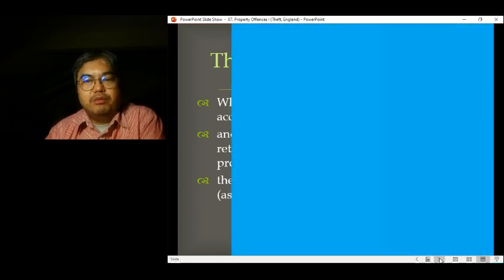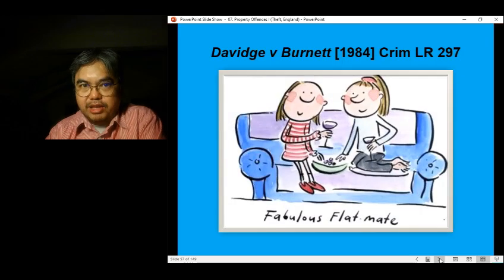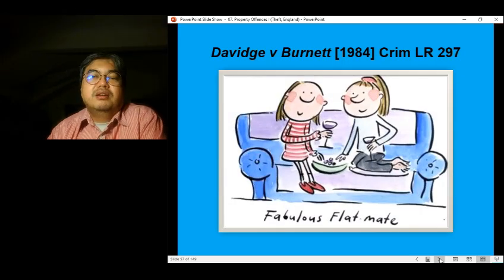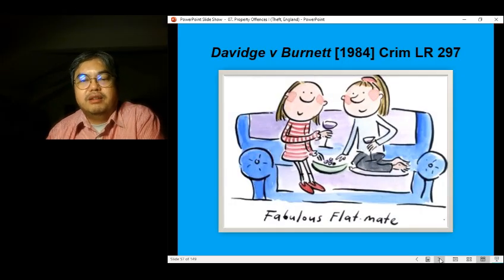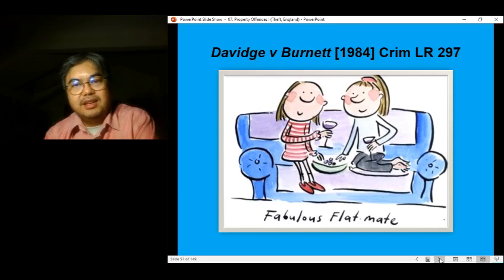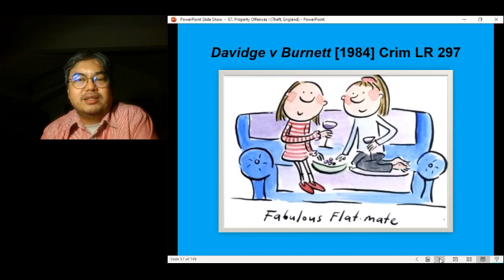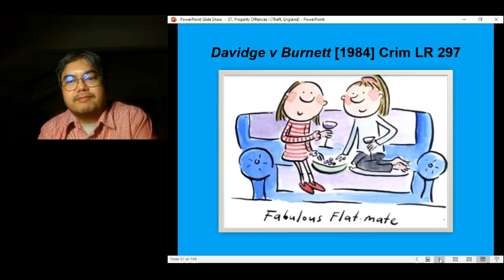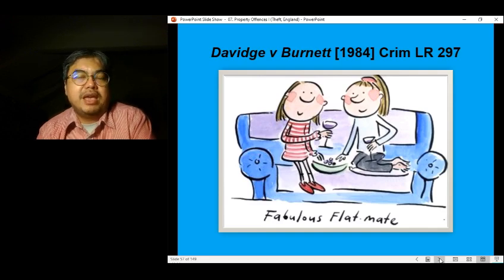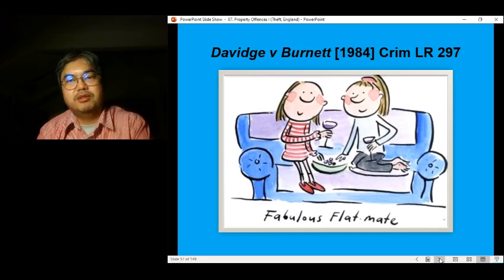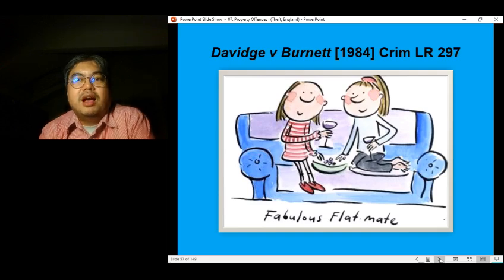Now you compare that with David and Bernard. I call this the fabulous flatmate case. Some of you might be in this position. If you go to the UK and study there, I would recommend that you actually stay on campus. It will be pretty straightforward when it comes to getting things done. You just pay the university and then you get to stay on campus already. When you go there, you don't have to do anything else.